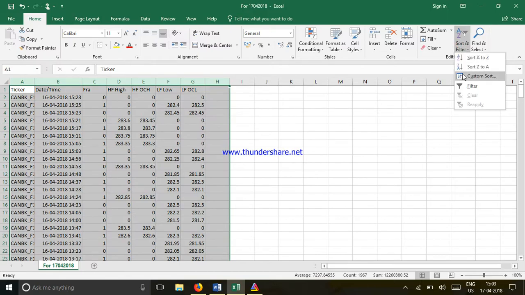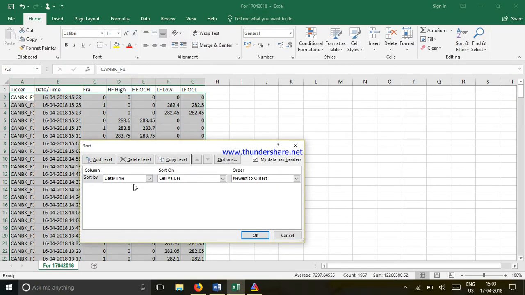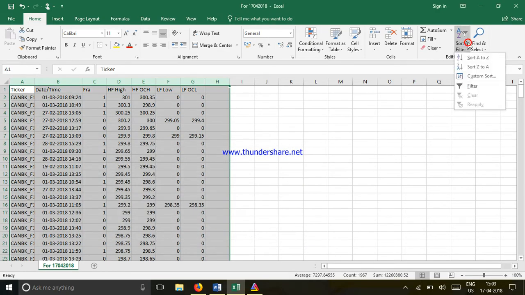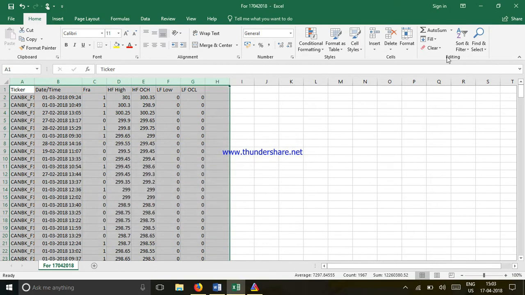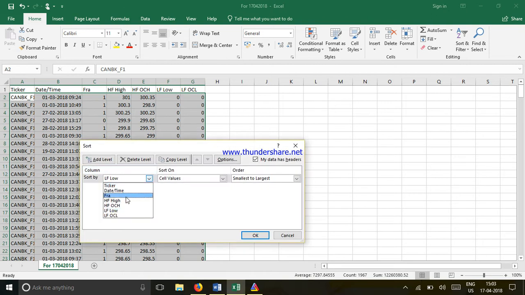Then again we have to sort it based on the HF high column, largest to smallest order, and again based on the LF low column. This time it is smallest to largest order, and the last custom sort is again based on HF high. This time it is largest to smallest order.